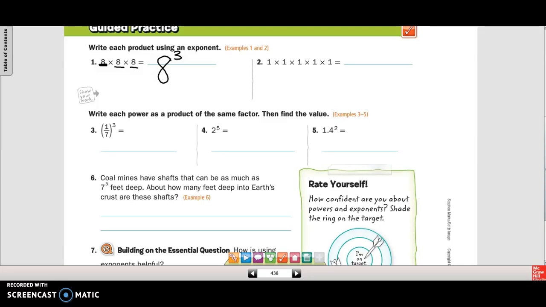Now our base number on number 2, we have 1. Now let's count how many times. 1, 2, 3, 4, 5. We'll put 5 up here. Make sure you write your exponent small enough so it doesn't look like another whole number.